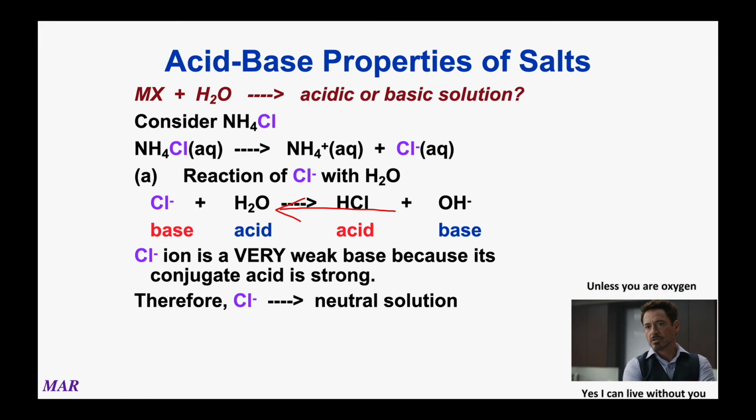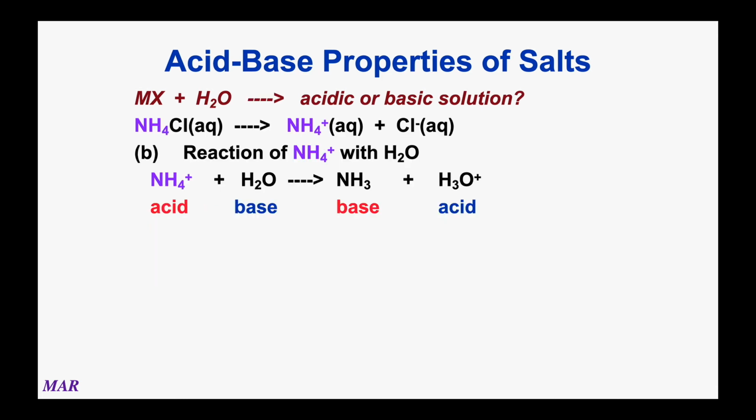So in this case then, chloride is going to be an example of an ion which doesn't have any effect on pH. And it doesn't have any effect on pH because its conjugate is a strong acid. Strong acid conjugates or strong base conjugates will push back in the opposite direction. But the ammonium, the other part of this ionic compound, is going to be different.